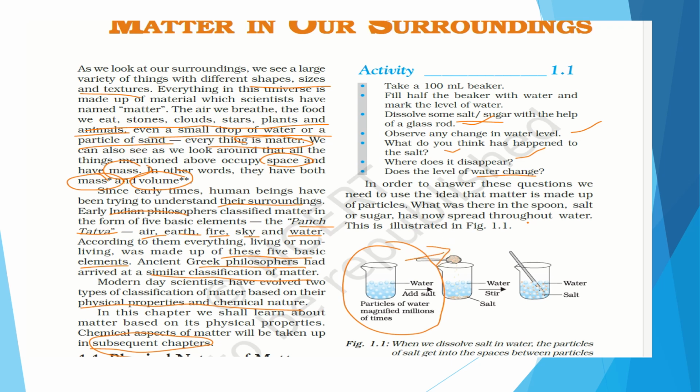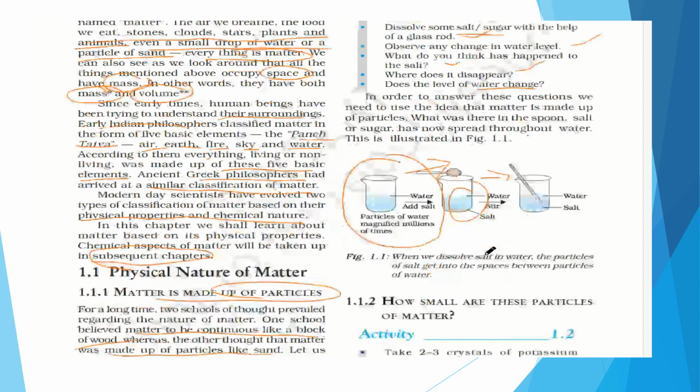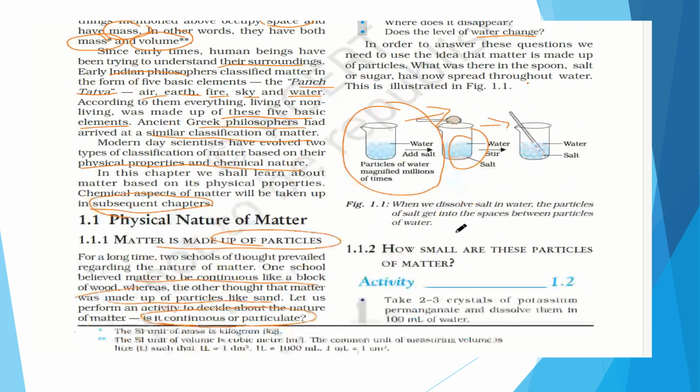Now salt has been added and stirred, and we can see water and salt. So when we are dissolving salt in water, the particles get into the spaces between the particles of water, so they are getting dissolved in water. So these are very small particles of matter. How small these particles are, that we should also know.